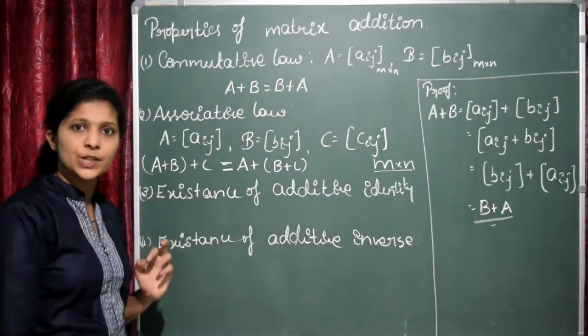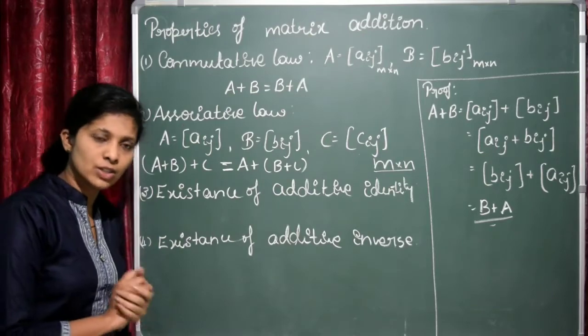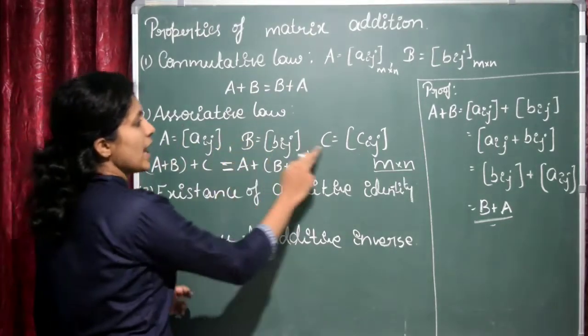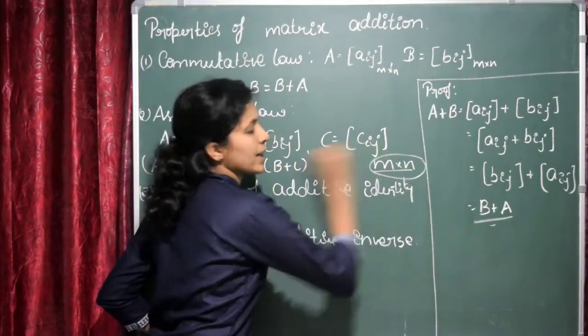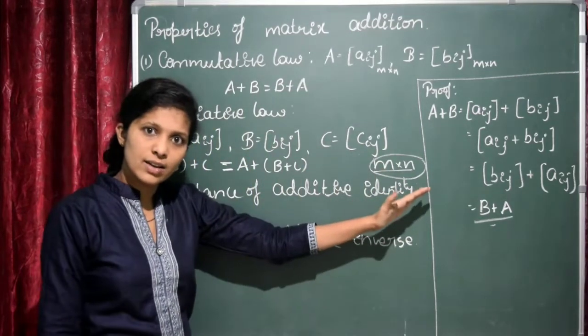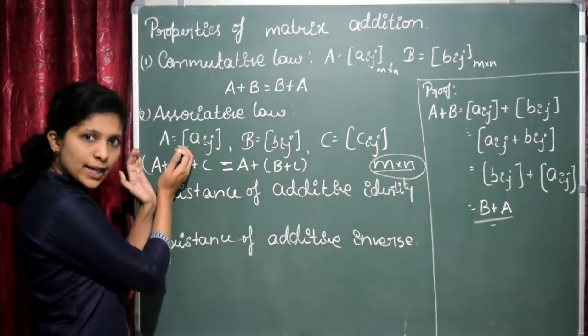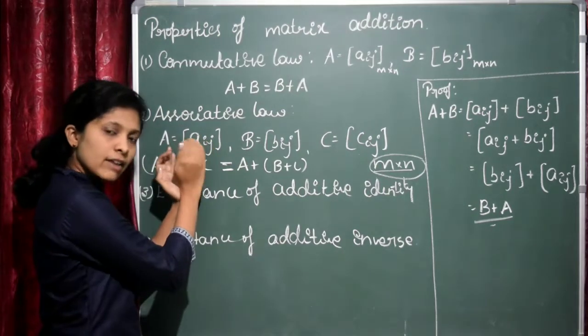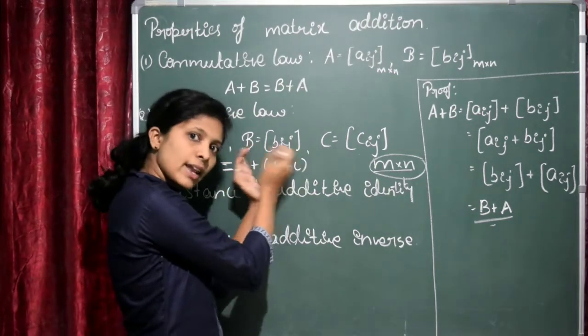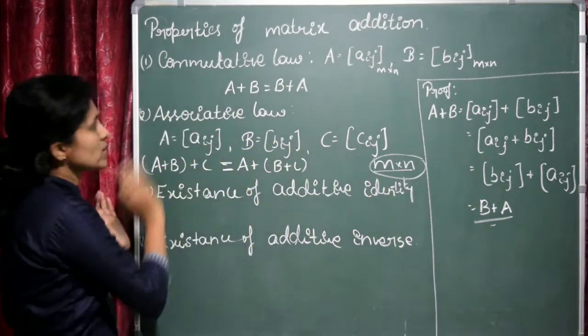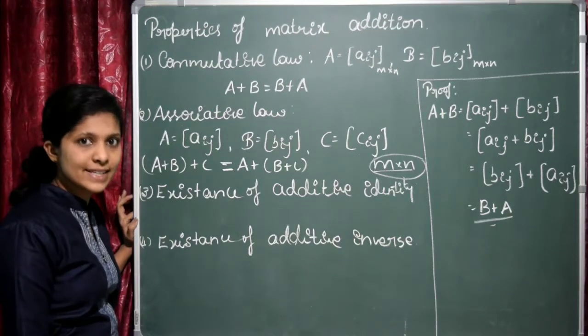What about associative? To check the associative law, we need 3 matrices. We consider A, B and C of order m by n. All the matrices have the same order. So A plus B, then plus C, will be equal to A plus the sum of B and C. So the associative law holds under matrix addition.